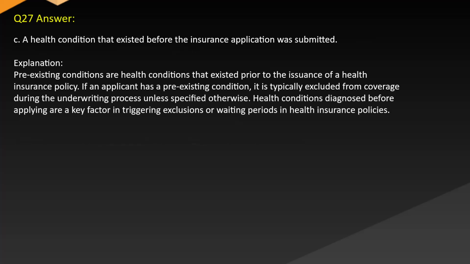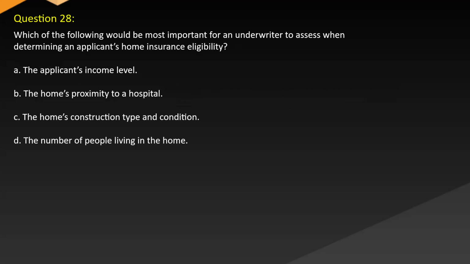Answer: C. A health condition that existed before the insurance application was submitted. Explanation: Pre-existing conditions are health conditions that existed prior to the issuance of a health insurance policy. If an applicant has a pre-existing condition, it is typically excluded from coverage during the underwriting process unless specified otherwise. Health conditions diagnosed before applying are a key factor in triggering exclusions or waiting periods in health insurance policies.